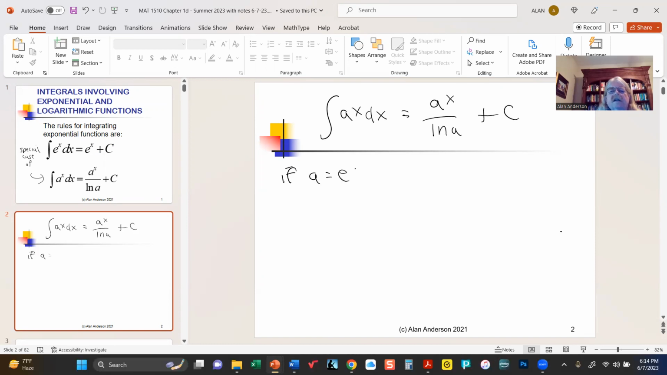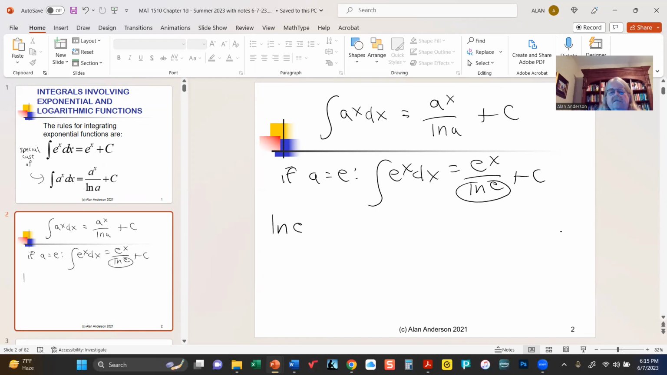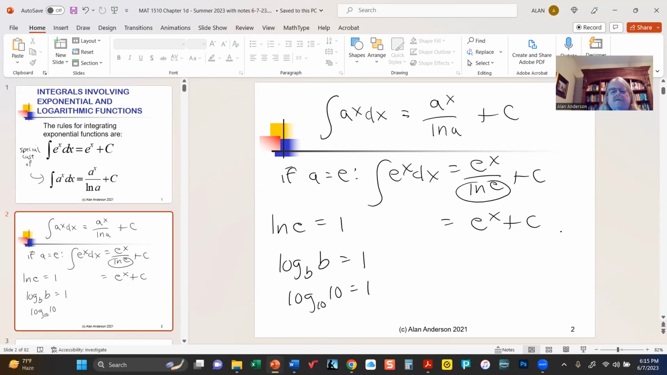if a equals e, the key to the whole thing here is that log e is equal to 1. So in other words, in general, the log of any base of the base is 1. For example, the log base 10 of 10 would just be 1. So we'll review these properties as we go along.